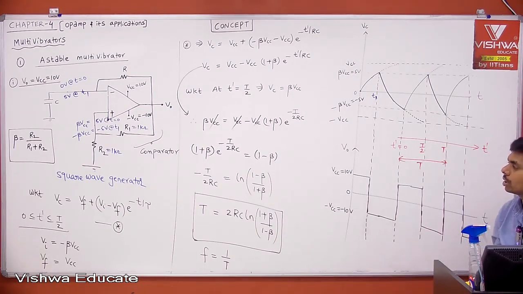But before explaining the monostable multivibrator, we want something called a trigger circuit, that we will see.